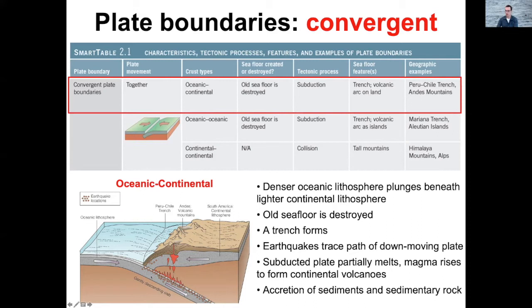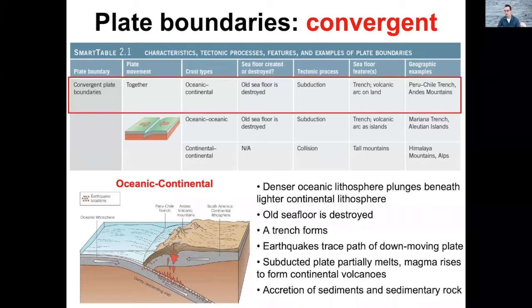The old seafloor is destroyed as it goes down to the asthenosphere, and it breaks up and melts, and you form a deep trench here as well. So here, this is the Peru-Chile trench. That forms from the subduction underneath the continental plate.